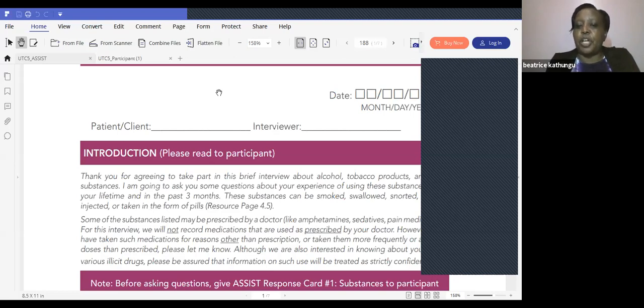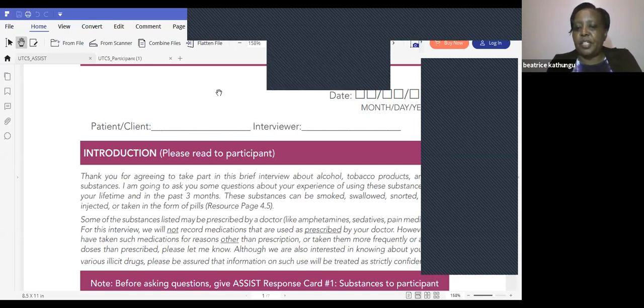So feel free to think about any one of these methods that you may have been involved with. Now, please note that some of these substances I'm going to be asking you about may have been prescribed by a doctor. For purposes of this interview, we will not record them. However, if for any reason you used these medications for other reasons besides the prescription reasons, or you took them more frequently, or at higher doses than they had been prescribed, please do let me know.